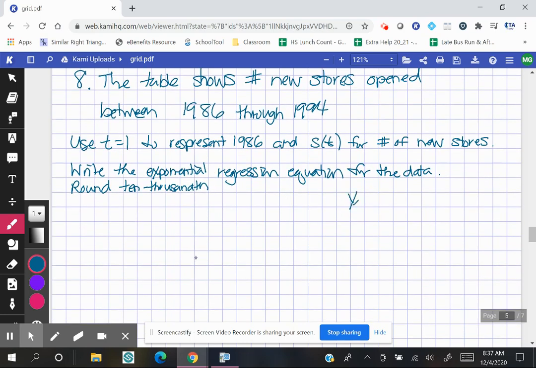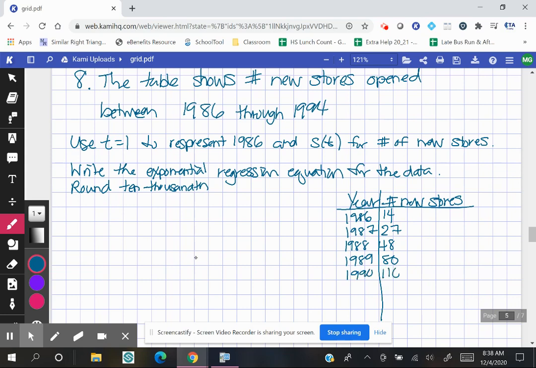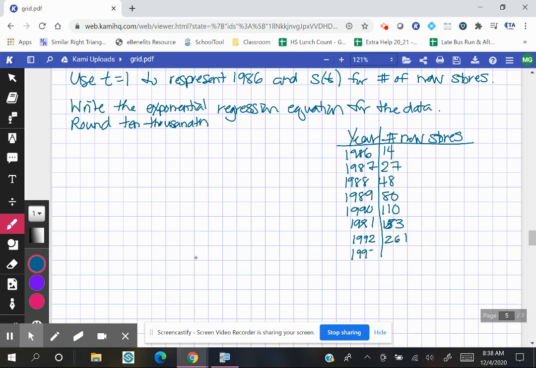And here's your table. So for the year, that'll be our X, and the number of new stores would be our Y. So we've got 1986, there are 14, 1987, 27, 1988 is 48, 1989 is 80, 1990 is 110, 1991 is 153, 1992 is 261, 1993 is 403, and 1994 is 681.